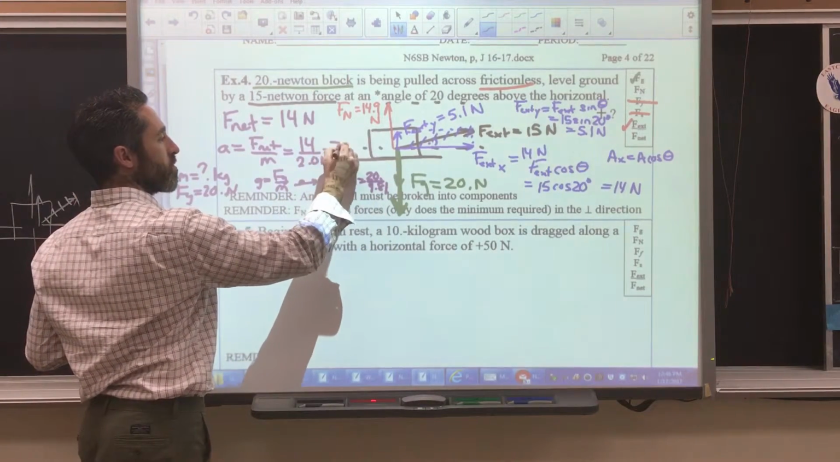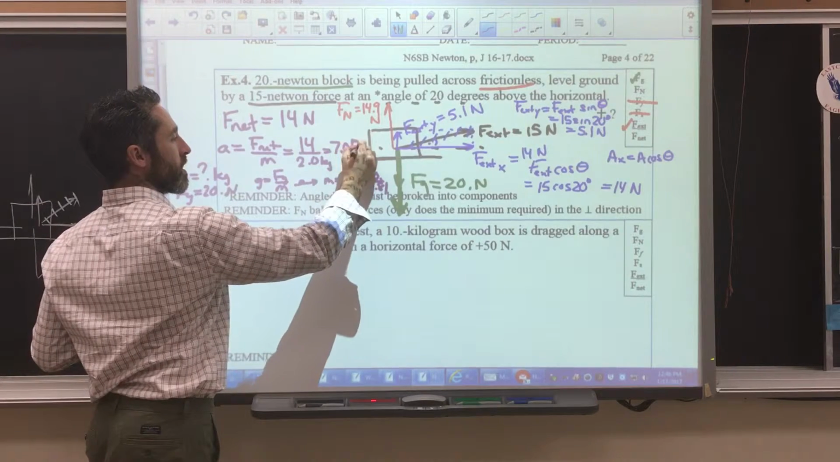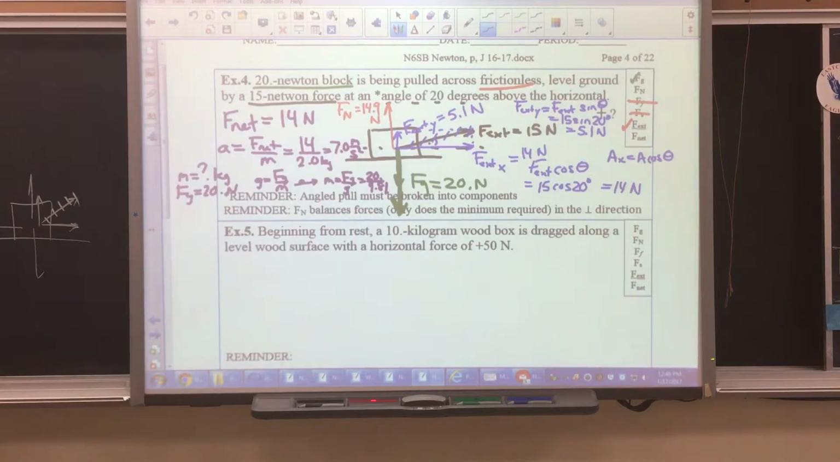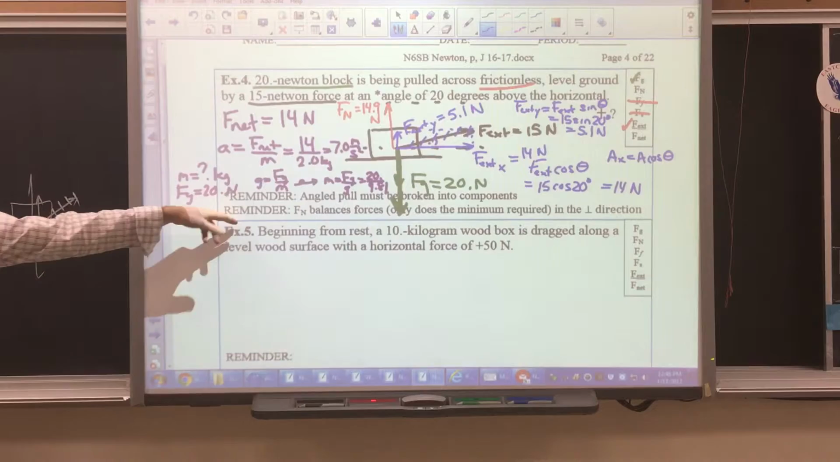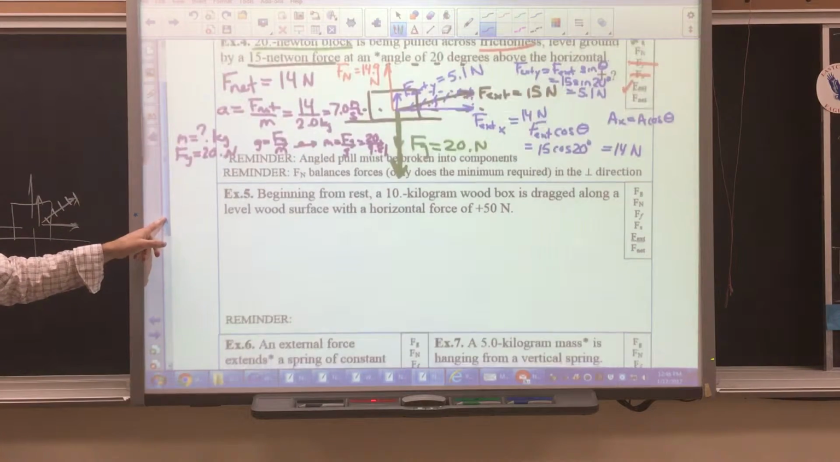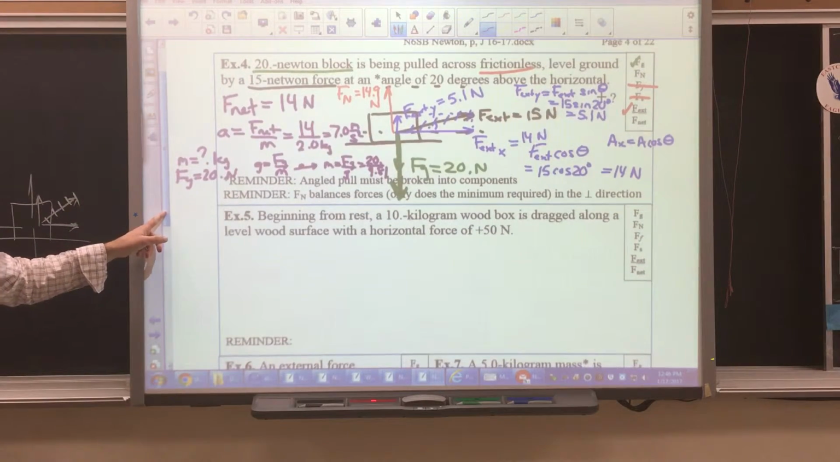And so your acceleration will be about 7 meters per second squared. There it is to the side. Good. Little reminders here are good for you. All right, let's keep going. Now we're ready to hustle a bit more.